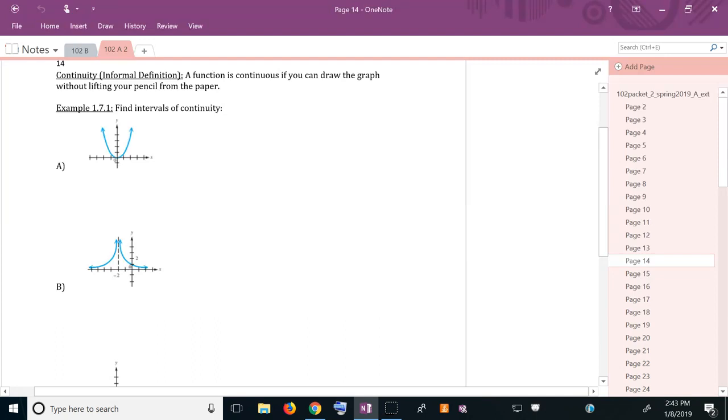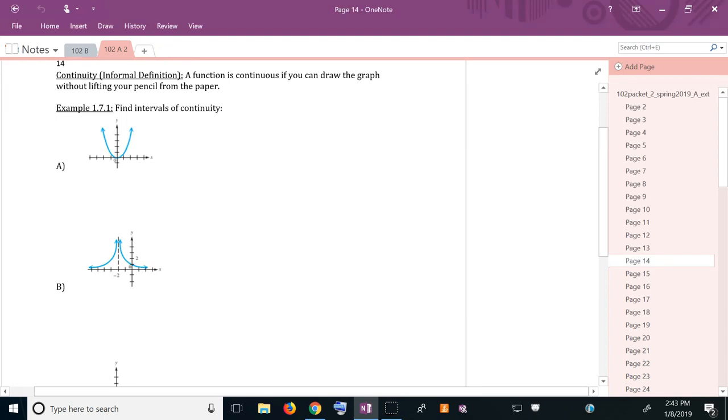As we look at the details of graphs, the first thing we're going to talk about is continuity. Now this is an informal definition, but it's the one we'll use for this class. We say a function is continuous if you can draw that graph without lifting up your pencil from the paper.